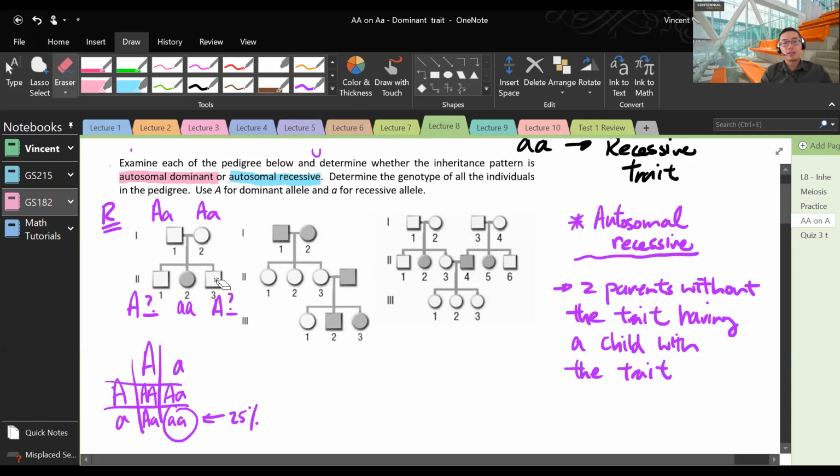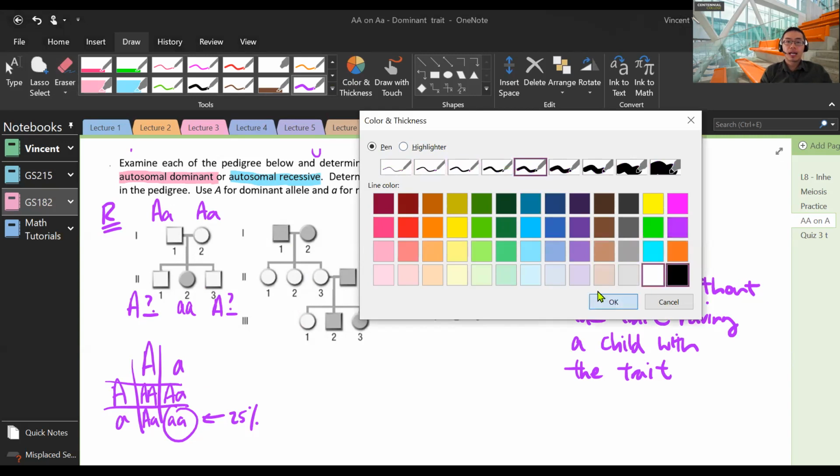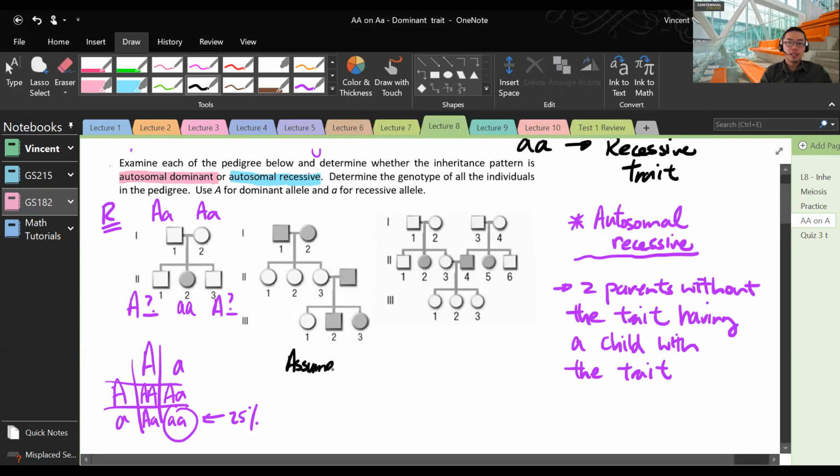Now, if you're not sure, you can try to look for what I was saying: two parents without the trait having a child with the trait. I don't see any of them. I don't see any kids who have the trait but the parents don't. You can try to do it like this. You can try to assume. Let's just assume this is recessive. If I assume this is recessive, then this guy has it, so it's going to be small a, and then this woman also has it, so small a.